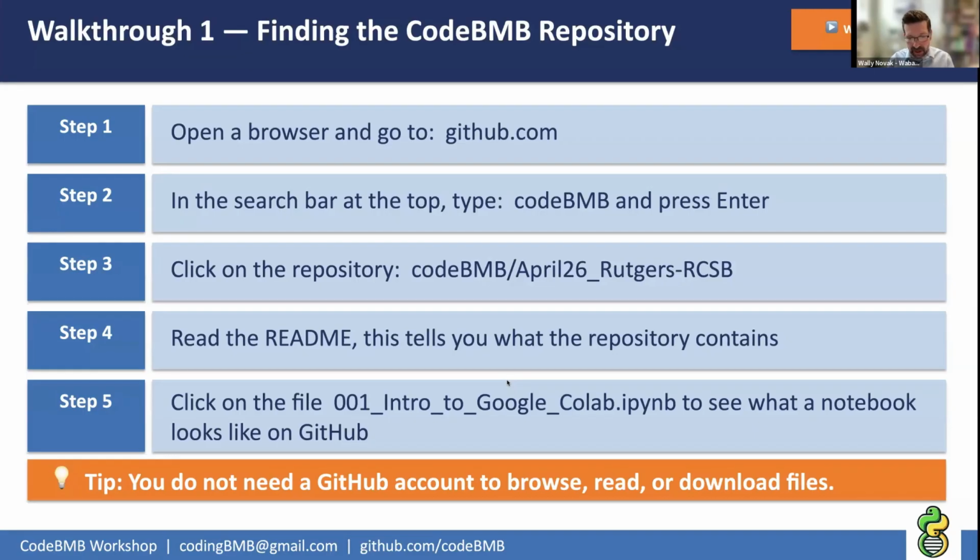Once we're in there, we're going to take a minute to look around. We're going to scroll down. We're going to read the README. We're going to find a file called 001 Intro to Google Colab, and we're going to click on it. And that is going to give us a preview of what that notebook looks like. It will look a little bit different than Colab, but it'll be very recognizable.